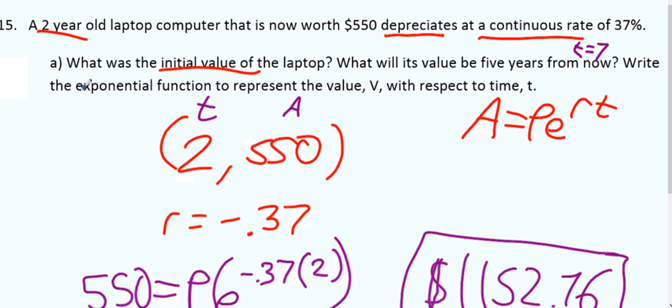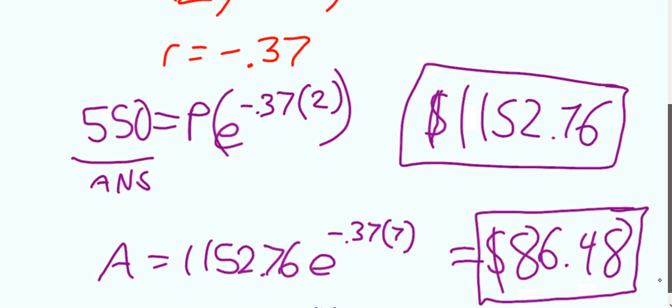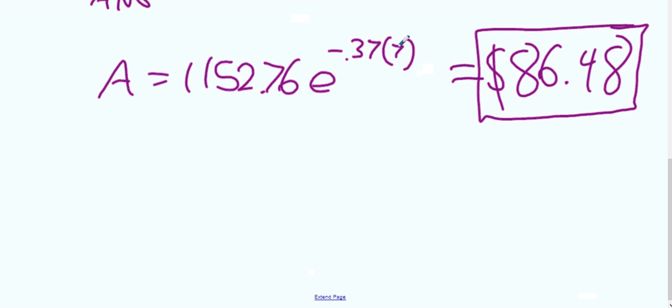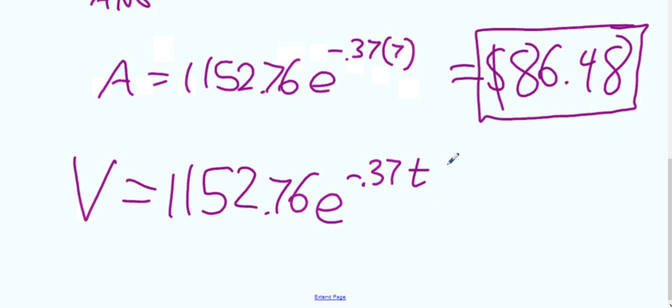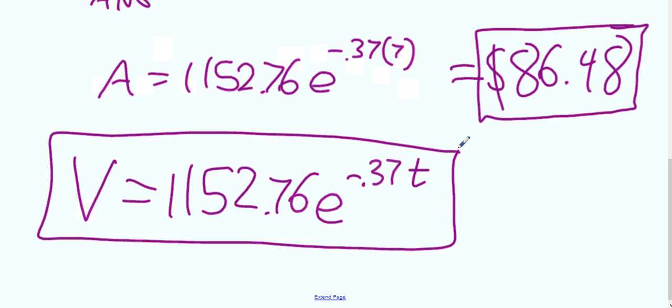It also asks us to write the exponential function to represent value with respect to time. Pretty much did right here. Value instead of A, they're asking for value. 1152.76, negative 0.37, and it's supposed to have a t in there for time. There's our value equation.